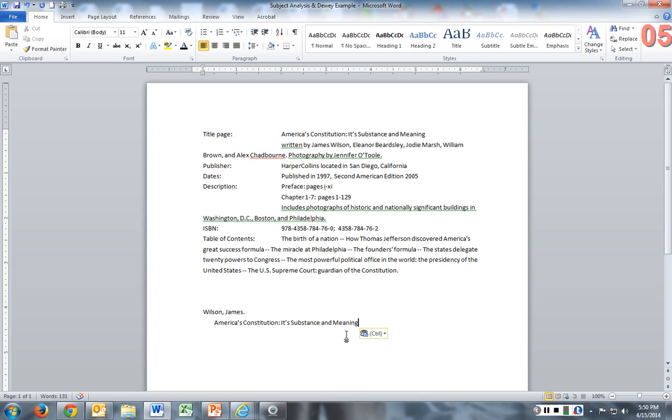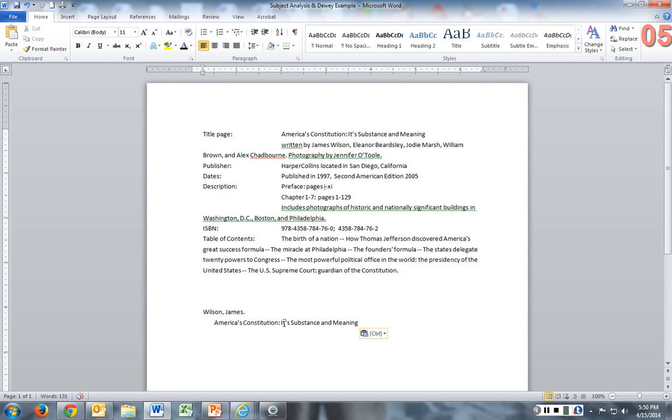But I need to be very careful about this because there's some things that I need to change. According to AACR2, we capitalize using sentence case. And that means that we're going to capitalize the first word like you would in a sentence, and then we're going to capitalize any other proper nouns. Other than that, nothing else is capitalized.